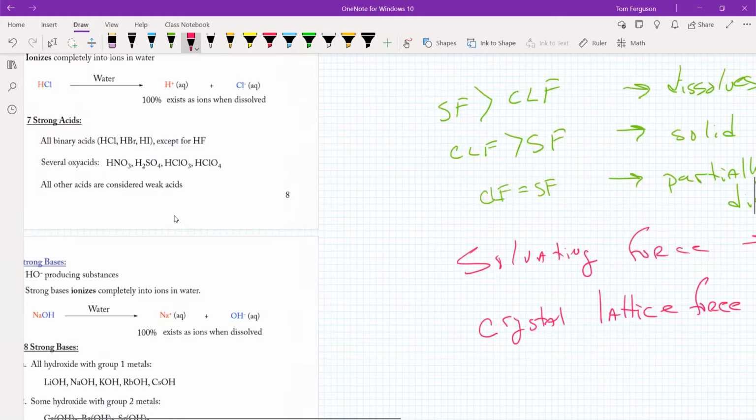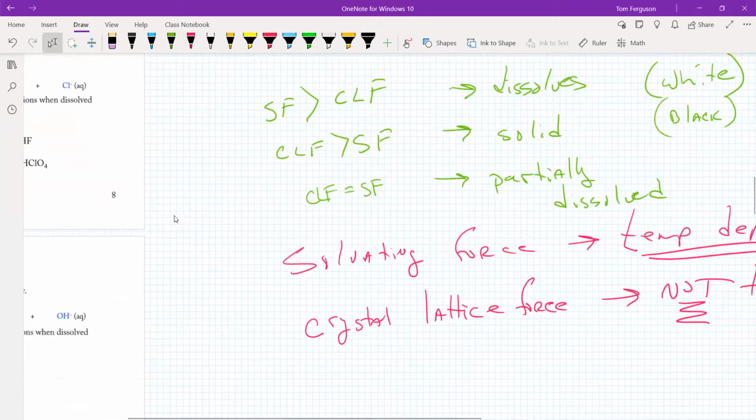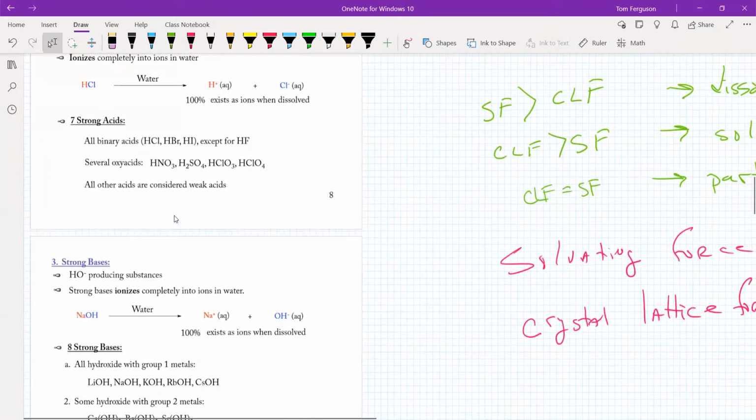All right, and all of you knew this. Coming into this class, you knew that hot water dissolves more sugar than cold water. You all knew that already. Now we know all the fancy reasons behind it: we have a solvating force working, we have crystal lattice force working. One's temperature dependent, one's not. Okay, does that make sense?